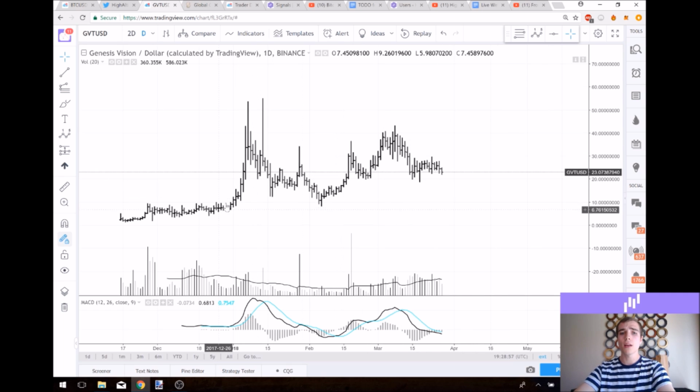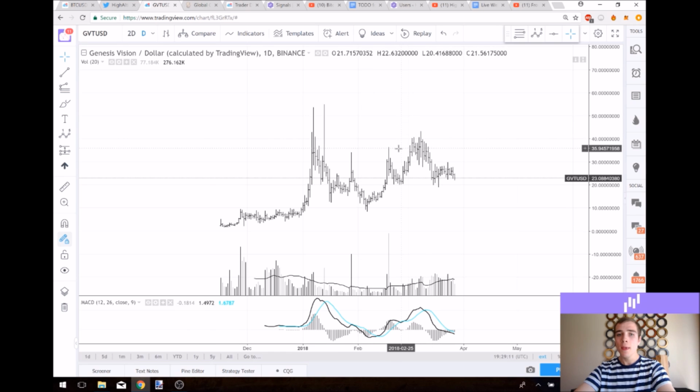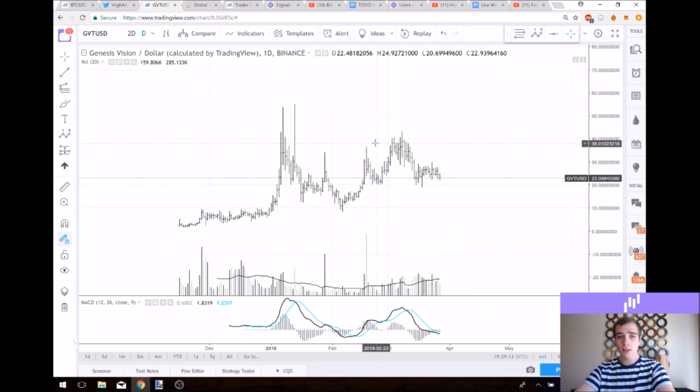Most coins during the pump right here, towards the end of last year, have corrected significantly below the original point that they pumped from, right? And so this one's holding value very nicely, Genesis Vision is. It's got a very strong trend line, so I'll start by drawing that.